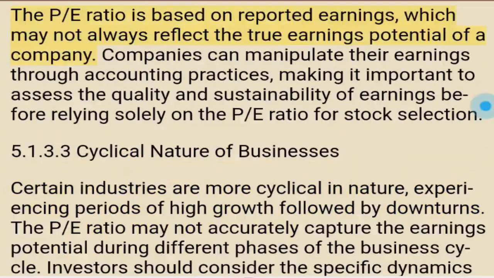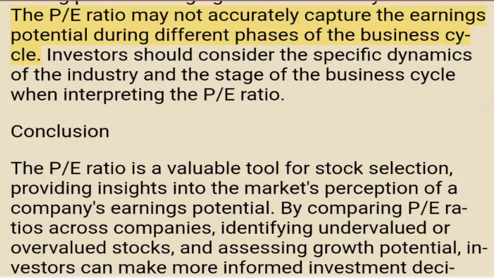5.1.3.2 Earnings quality. The P/E ratio is based on reported earnings, which may not always reflect the true earnings potential of a company. Companies can manipulate their earnings through accounting practices, making it important to assess the quality and sustainability of earnings before relying solely on the P/E ratio for stock selection. 5.1.3.3 Cyclical nature of businesses. Certain industries are more cyclical in nature, experiencing periods of high growth followed by downturns. The P/E ratio may not accurately capture the earnings potential during different phases of the business cycle. Investors should consider the specific dynamics of the industry and the stage of the business cycle when interpreting the P/E ratio.